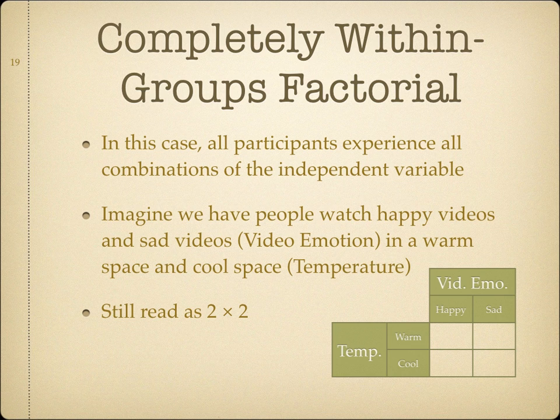So we're going to have a person come into the study. They're going to first watch a happy video in a warm room, and then they're going to watch a happy video in a cool room. Then they're going to watch a sad video in a warm room. Then they're going to watch a sad video in a cool room. Of course, you have obvious order effect issues, as we've talked about previously, and you would want to do a lot of counterbalancing. It would be a pain to run this study, but it could be created. You could do this study.